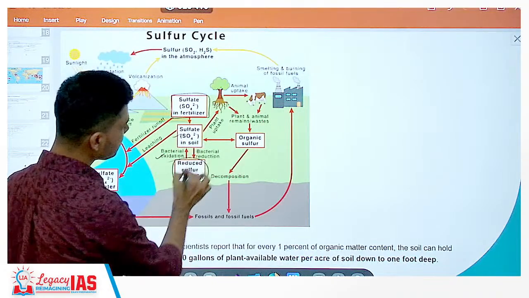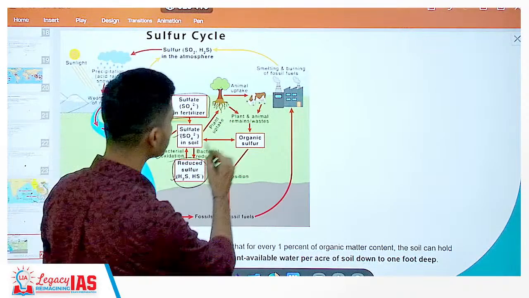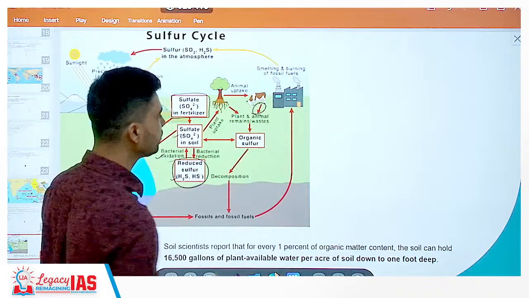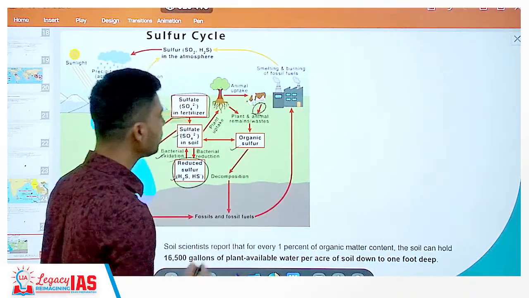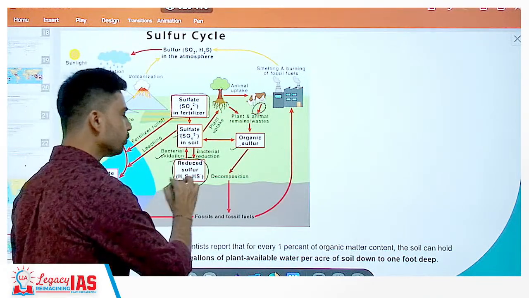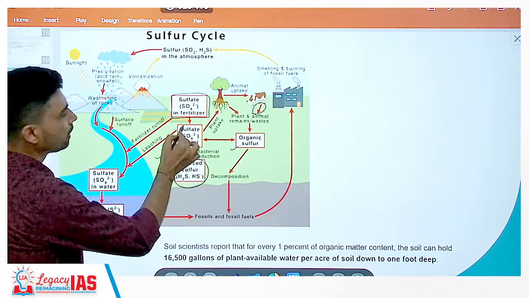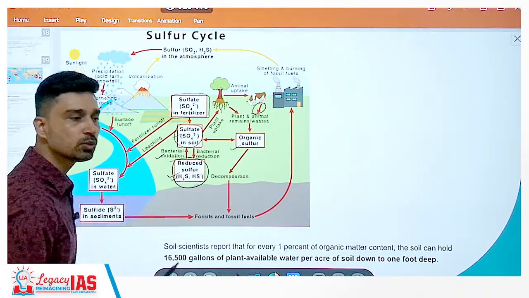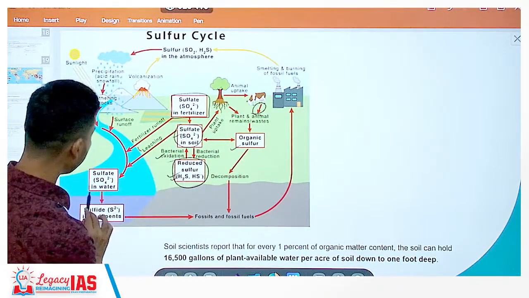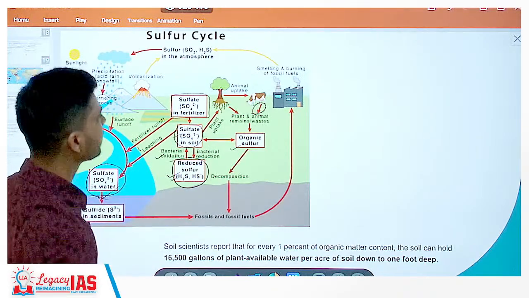So, the sulfate is then reduced into H2S or HS minus. That is one part. Second, many times a lot of plant and animal remains or animal waste also produces organic sulfur. Organic sulfur can then be transformed into sulfate. Sulfate can further be reduced to hydrogen sulfide or HS minus. Apart from that, if the sulfate concentration increases in the soil, some of the sulfate through the process of leaching can enter into the water table also. So, you have presence of sulfate in the water as well.